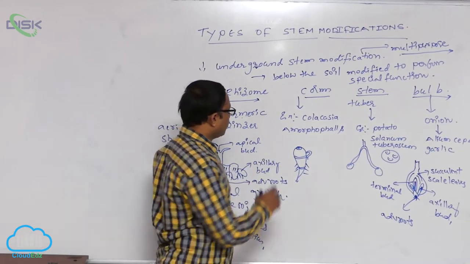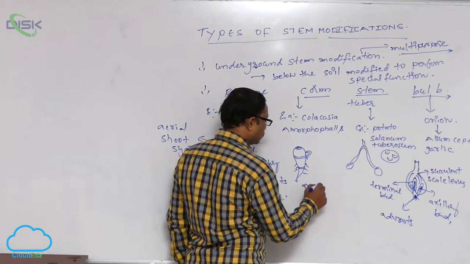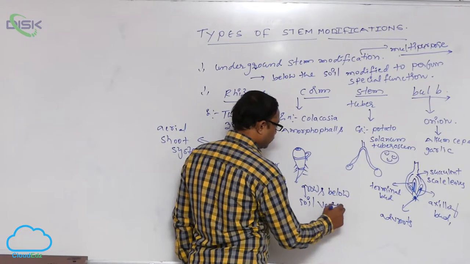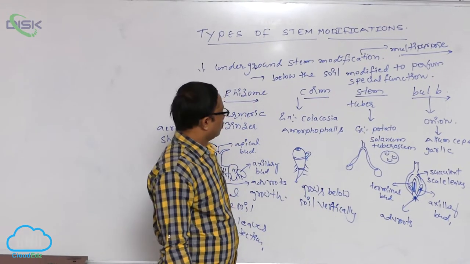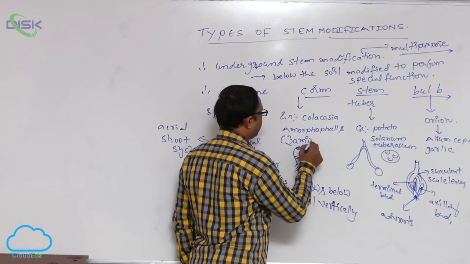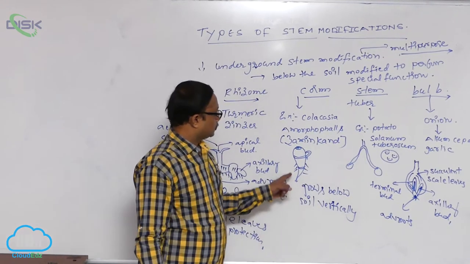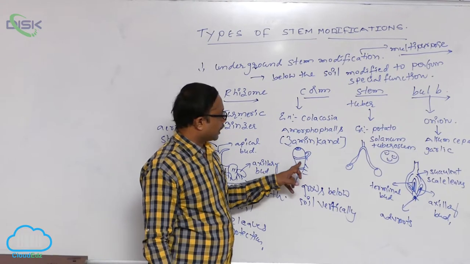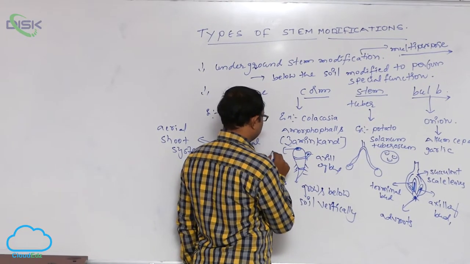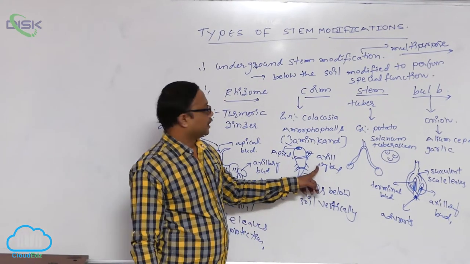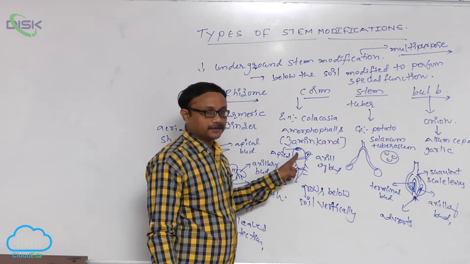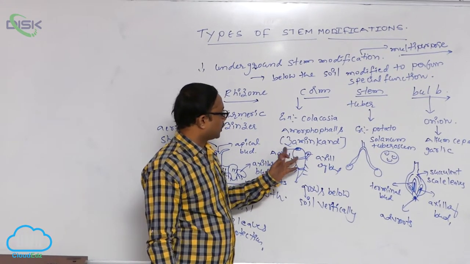Next, the corm. In a corm, the underground stem grows below the soil vertically. Examples are Colocasia and Amorphophallus, whose common name is Jaminkand. It has axillary buds and an apical bud. The axillary bud participates in vegetative reproduction. The apical bud is big and produces the aerial shoot system.